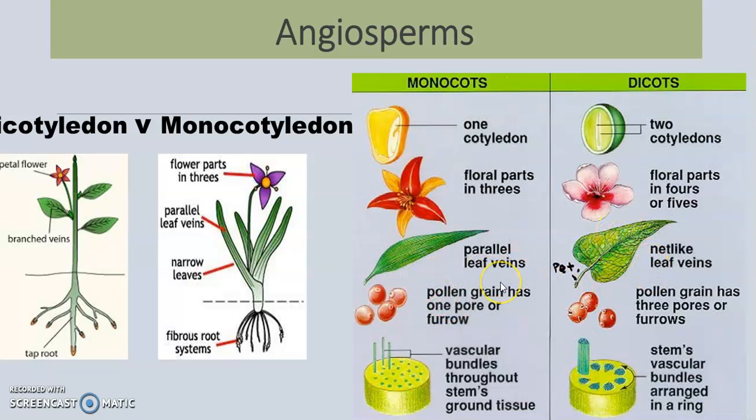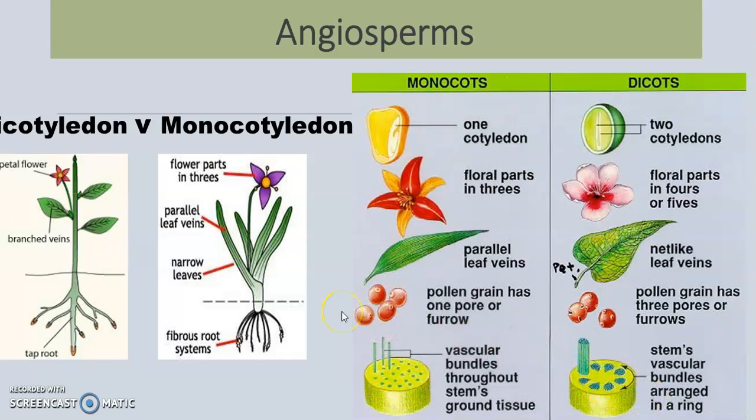Then the pollen grain has only one pore in monocot, but in dicot the pores are about 3 or more, as the case might be. Then looking at the stem, monocot has a scattered kind of vascular bundle. The vascular bundles are scattered everywhere without a regular pattern. But in dicot, the vascular bundles are arranged in a circular form in a regular pattern.